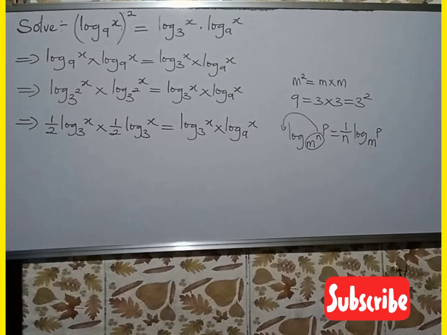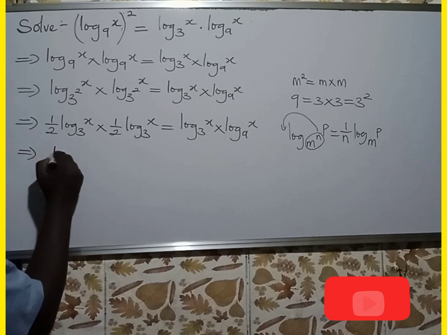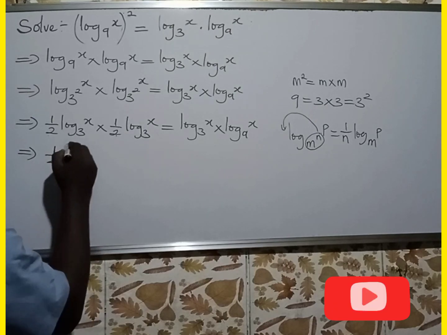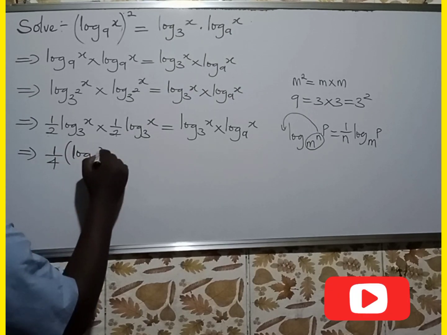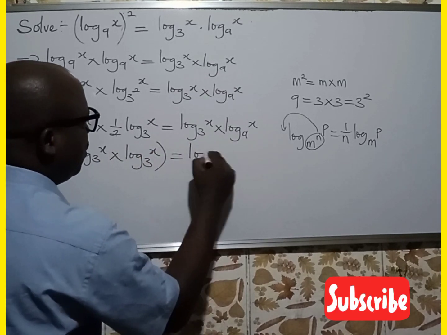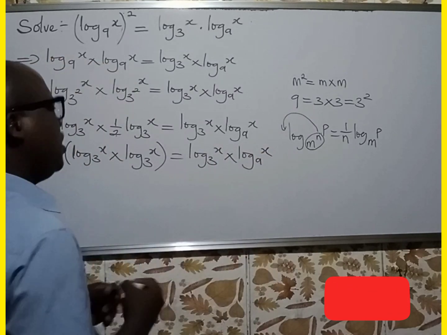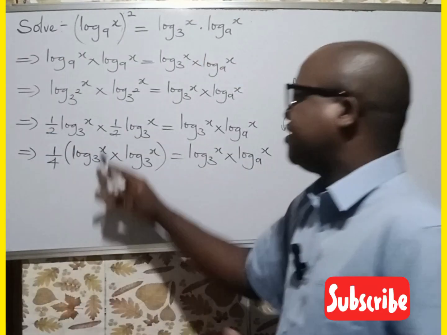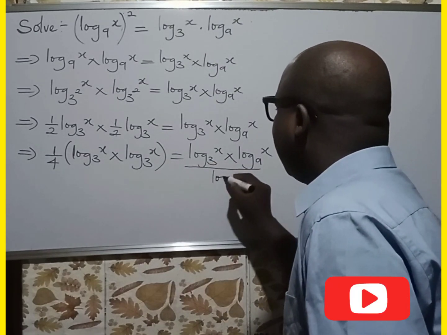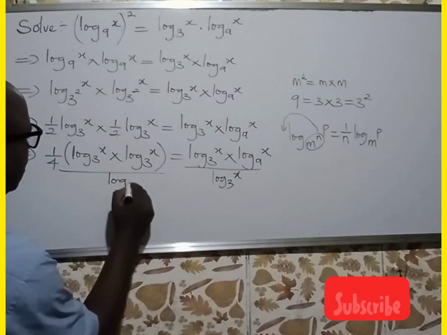So from here, the 1 over 2, we can multiply it together. That means I am going to have 1 all over 4, as in 1 over 2 times 1 over 2 gives us 1 all over 4. So I have here 1/4 log_3 x times log_3 x is now equal to log_3 x times log_a x. From here, you will notice that log_3 x is common to both sides. So I can divide the left hand side and the right hand side by log_3 x.